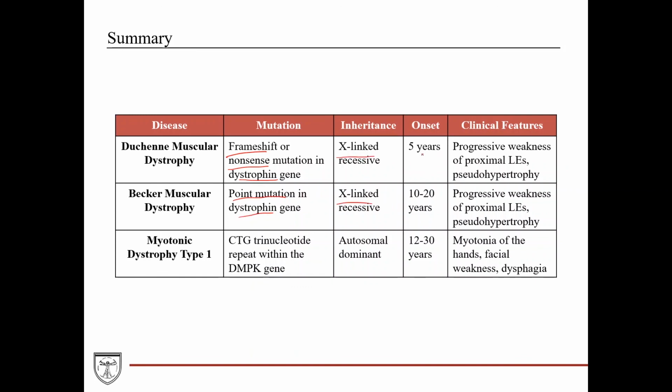Age of onset, very different as you can see here. Duchenne is much earlier because it's a much more severe mutation. Becker, it's not as severe of a mutation, so it appears later in life. Clinical features, very, very similar, a lot of overlap here.